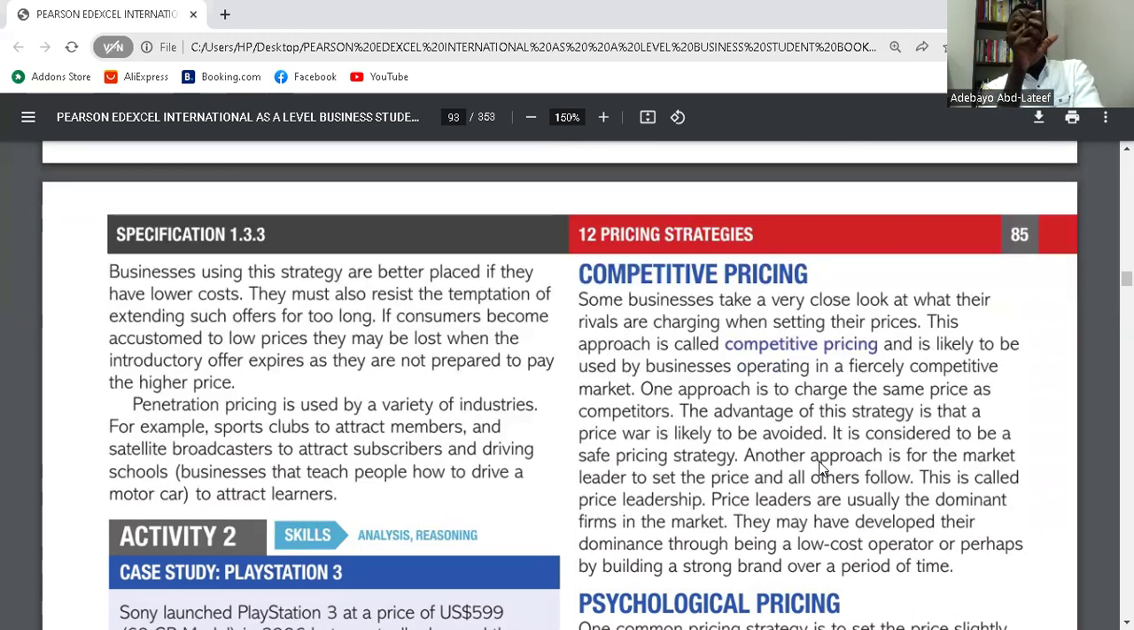Another advantage about penetration pricing is that when you charge a lower price, competitors might be forced to charge the same price, or better still, find a way to differentiate their products. So finding a way to differentiate their product makes your product unique.